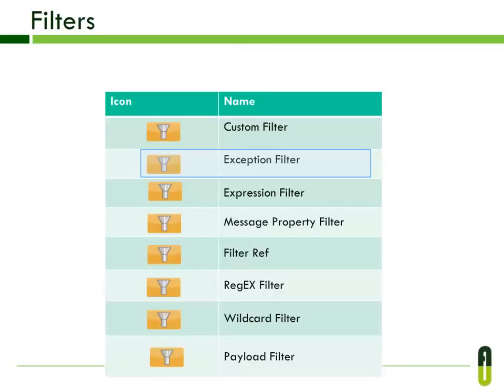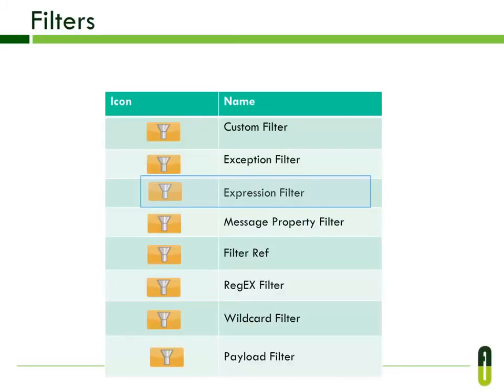Exception filter. The exception filter is a filter that matches an exception type. Expression filter. The expression filter evaluates a range of expressions, providing different types of evaluators such as XPath, JXPath, OGNL, and also a custom evaluator.